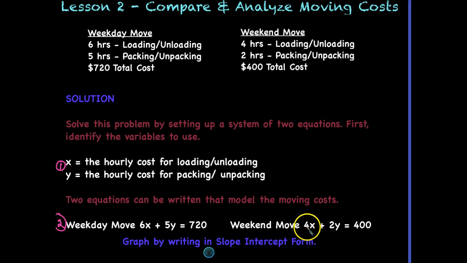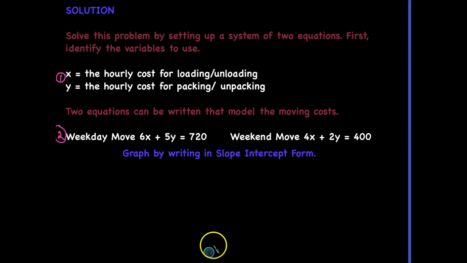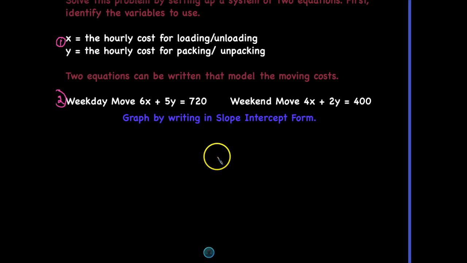On a weekend, it's going to be 4 hours to load times however much it costs per hour, plus 2 hours to pack times however much it costs per hour for a total of $400. So in order to graph this, the best thing to do is to write it in slope-intercept form. So I'm going to go through just one of these to give you an example and to remind you in case you've forgotten. So step 3 is we need to actually write this equation in a graphable form, slope-intercept.